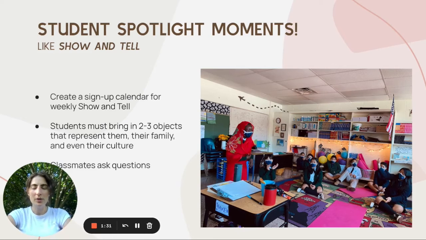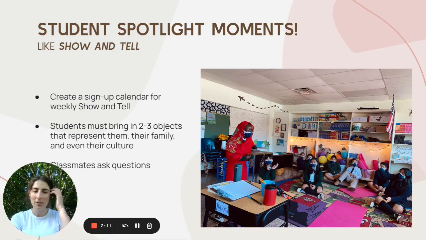As I mentioned earlier, community circle is all about building relationships. And so one successful way that I did this in my classroom last year was by giving each student a spotlight moment, the students who wanted that. And so this was successful by doing a show and tell. I held show and tell weekly, and each week one student would be chosen to bring in 2 to 3 objects that they felt represented themselves, their personality, their family, and even their culture. They would present that object. So we saw some food, some dress, we had some sports regalia, all sorts of things. And then their classmates were invited to ask questions.